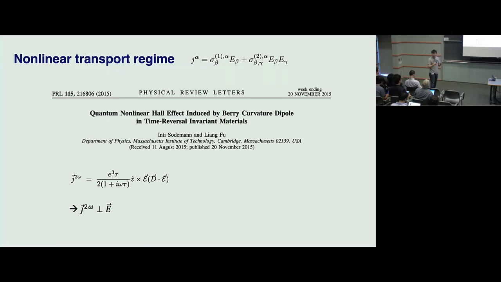The nonlinear current had to be perpendicular to the electric field. Of course, Liang and Inti also proposed barrier curvature dipole as a possible mechanism, but I'll say more on that later. But the immediate challenge it presents is, how do we detect this? As experimentalists, we go to what we know first.